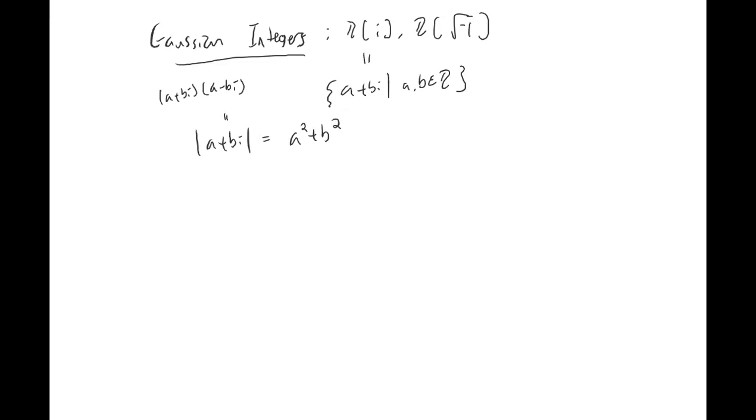So this is sort of like our norm function. Later on, this will be what we mean by remainder. When we divide, the remainder has to be smaller in size. We're just normalizing it.